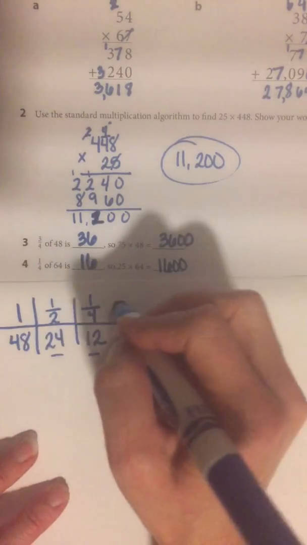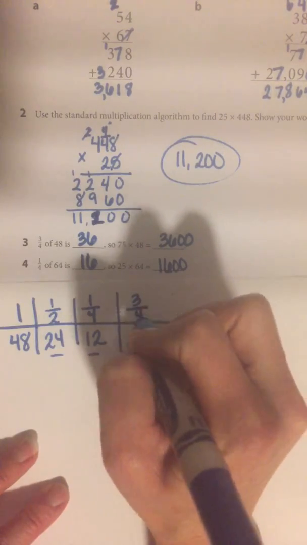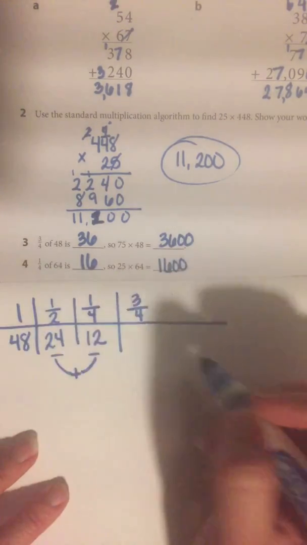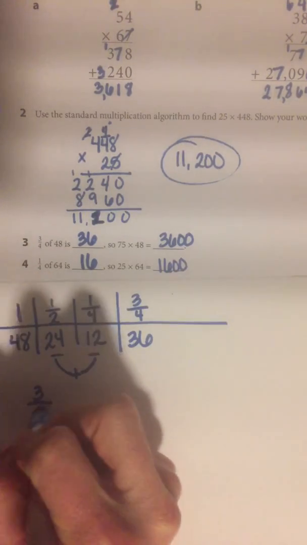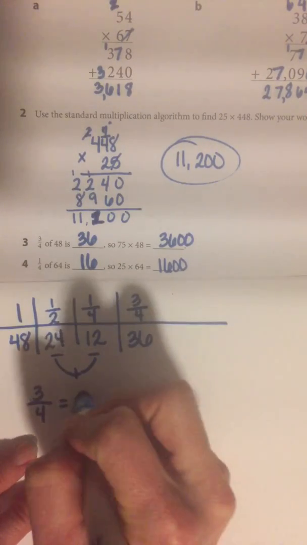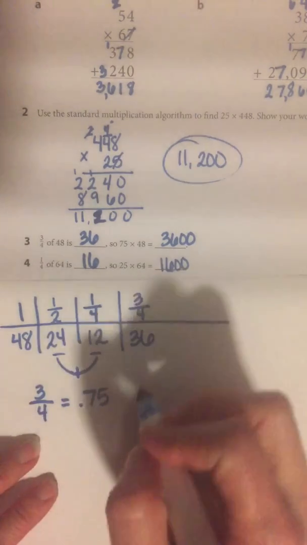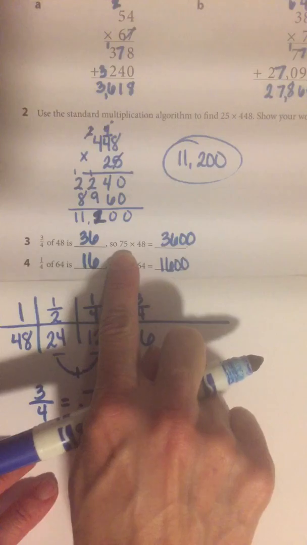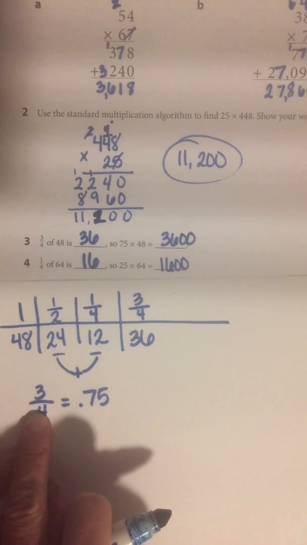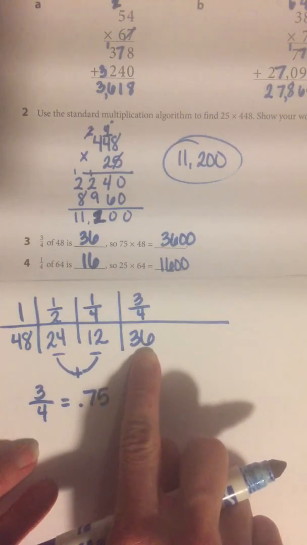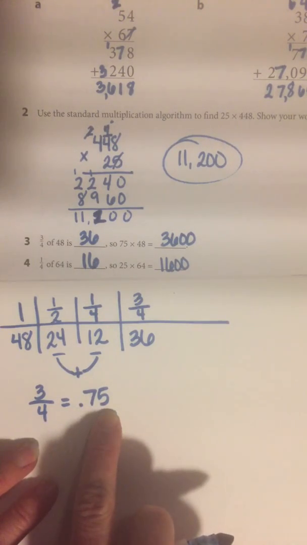Well, now if I add these two numbers together, because 1/2 and 1/4 is the same thing as 3/4, I take these two numbers and add them together, and I would get 36. Well, we all know that 3/4 is the same thing as 0.75 or 75 hundredths. Okay, so now looking at the next one, it says 75 times 48. Well, 3/4 of 48 we discovered is 36. And we know 3/4 is 0.75 or 75 hundredths.